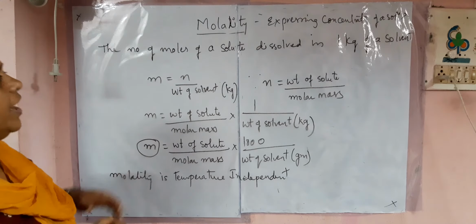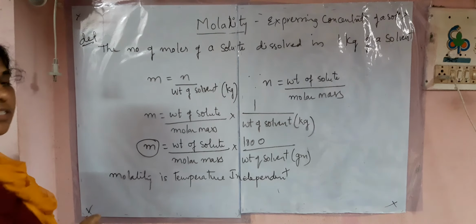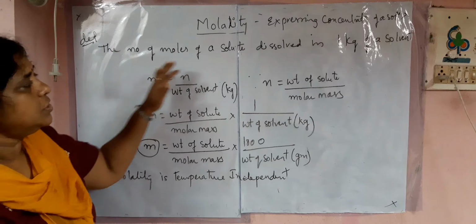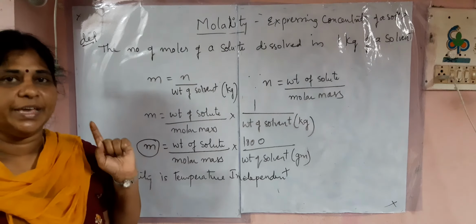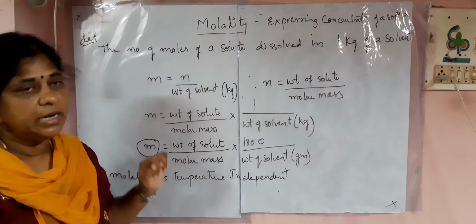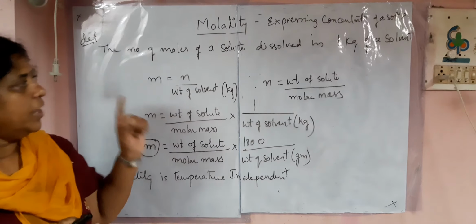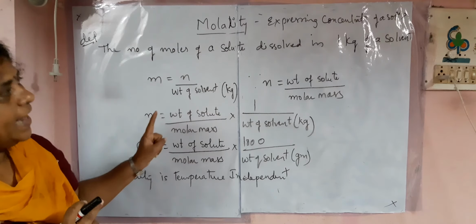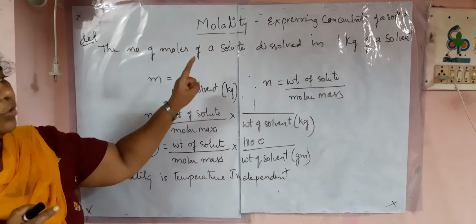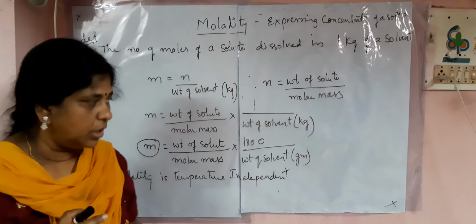Now how do you define molality? What is the definition of molality? It is defined as the number of moles of a solute dissolved in 1 kg of a solvent. Here just make out the difference between molality and molarity. Molarity is moles dissolved in 1 liter of the solution, whereas molality is the number of moles of solute dissolved in 1 kg of the solvent.